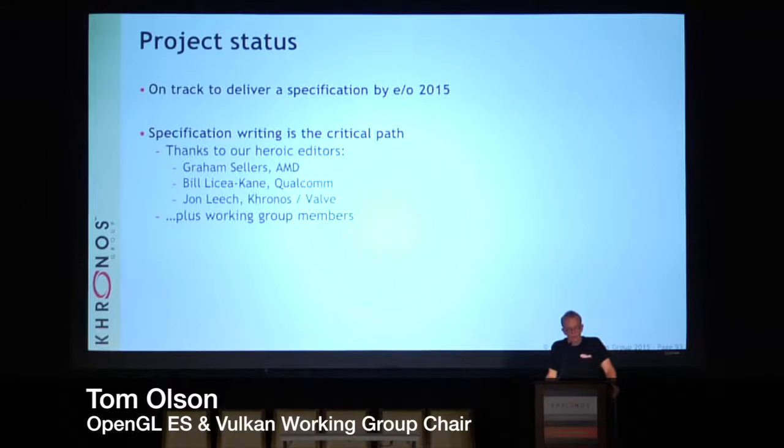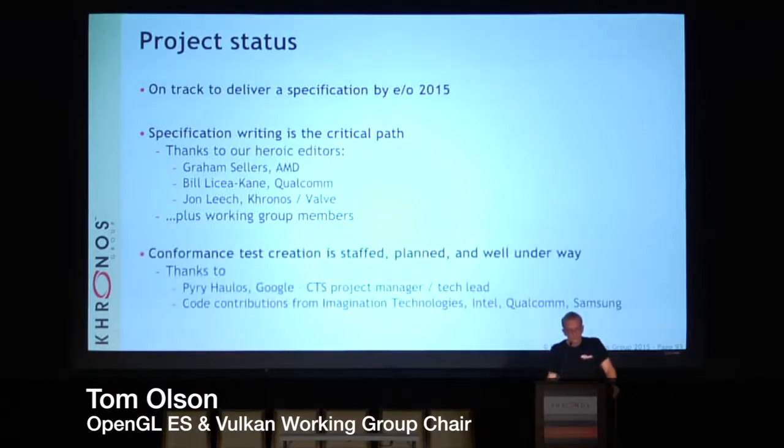My hat's off to our heroic spec editors. They have a tough row. We're doing everything we can to support them, and we're getting contributions from guys like Jesse Barker and Daniel Koch, who have been pitching in chapters, and that's awesome. Conformance is in particularly great shape, which is awesome. It's usually the last thing we think about, and this time we're really doing it right. Particularly thanks to Google, who have volunteered Peter Halos, one of the world's experts on testing graphics APIs, to be the project manager. Also some engineers to work on it, and we have engineers at many of the member companies. We've had code contributions from Imagination, Intel, Qualcomm, Samsung, and code reviews from others, and that is fantastic. So we are kind of expecting the conformance test to be ready about the time that the spec is done.